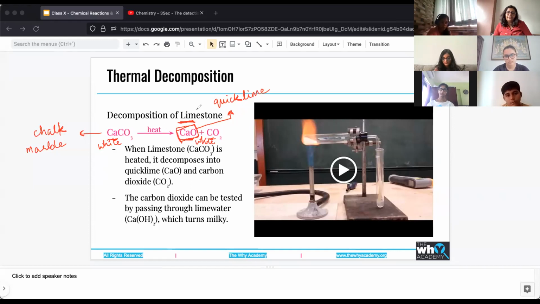Can you think of any way, like, if you have to prove it to someone, or if you had to know whether a reaction is happening or not happening? Can you think of a way?